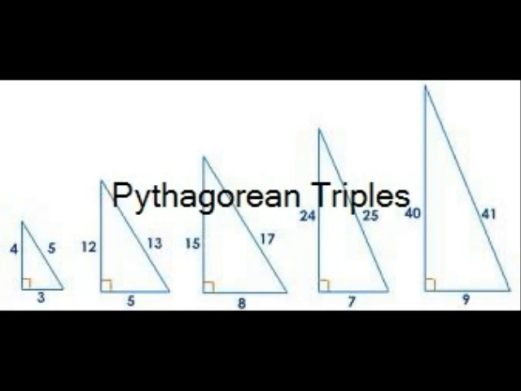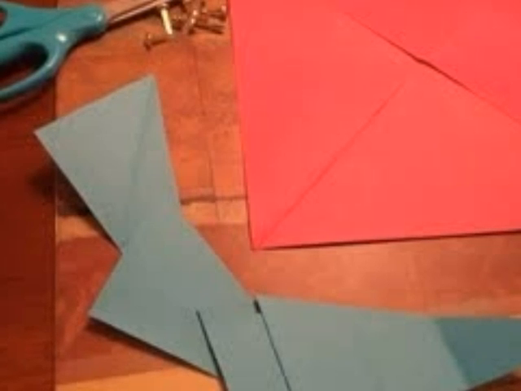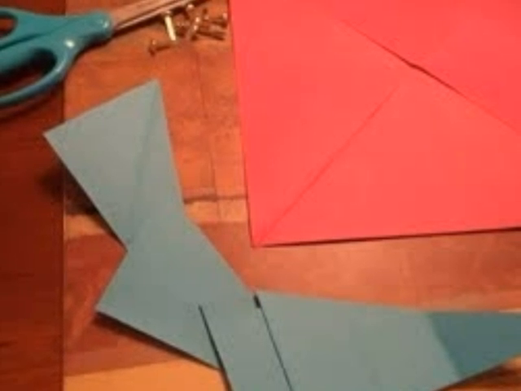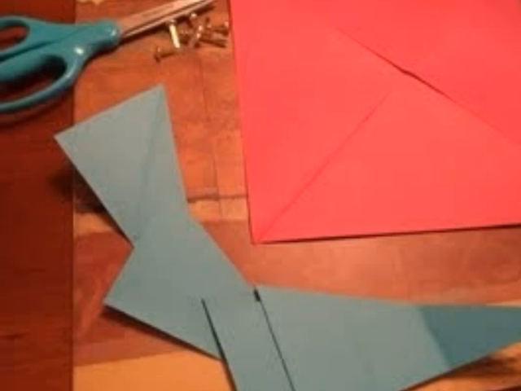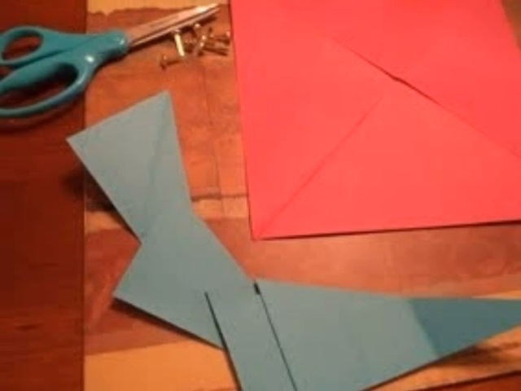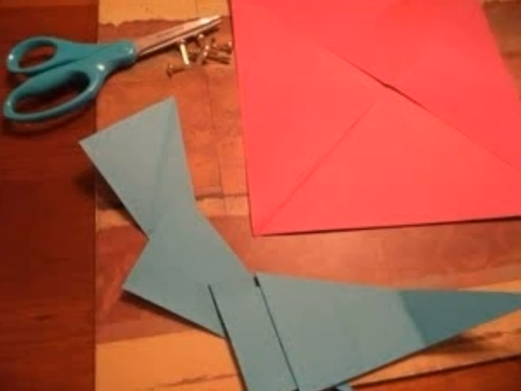Special types of right triangles create Pythagorean triples. A Pythagorean triple consists of three positive integers, a, b, and c, such that a squared plus b squared equals c squared. To prove the Pythagorean theorem, I cut cardstock paper into the shapes of four small right triangles and a large square using scissors.